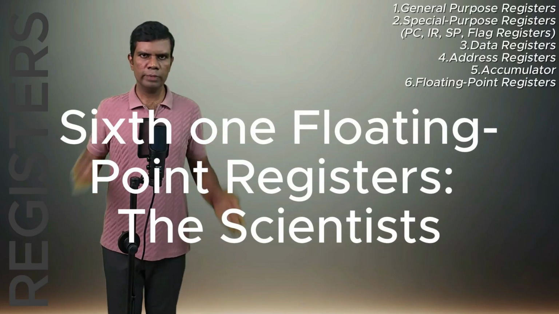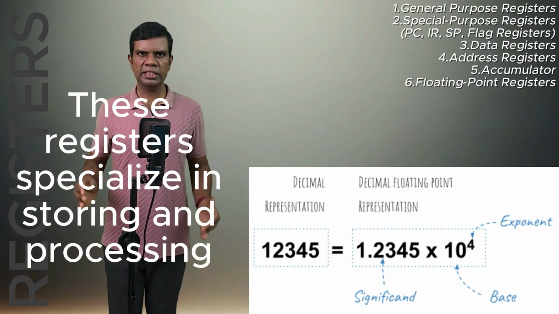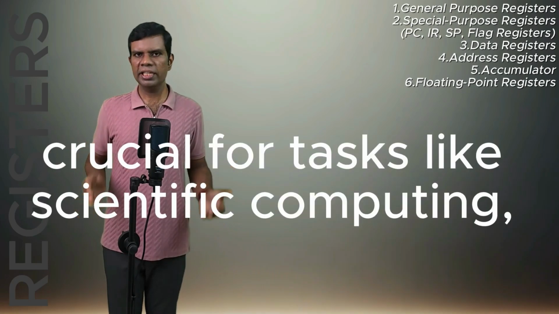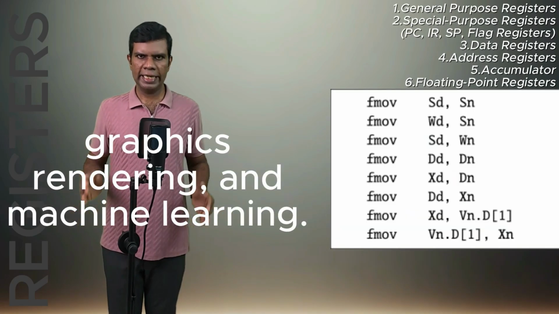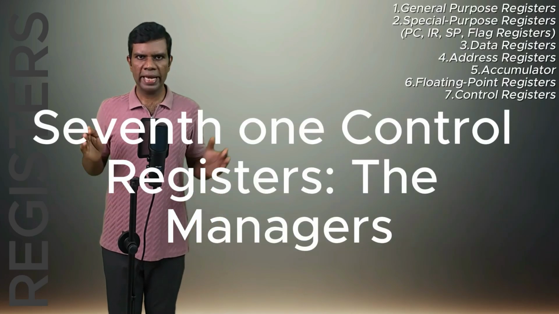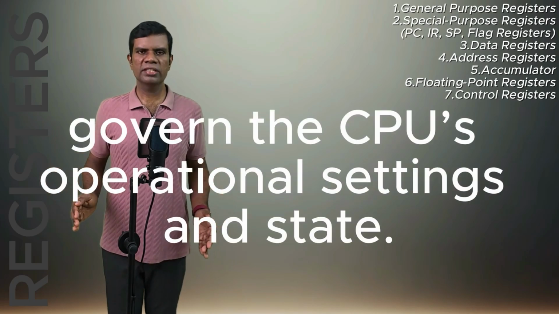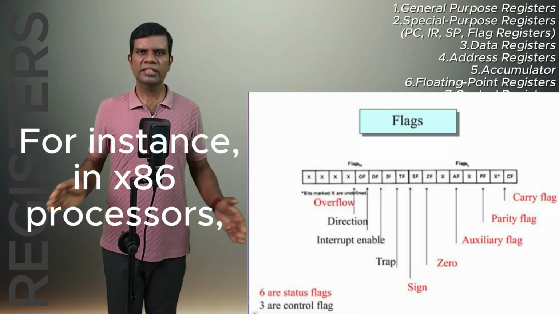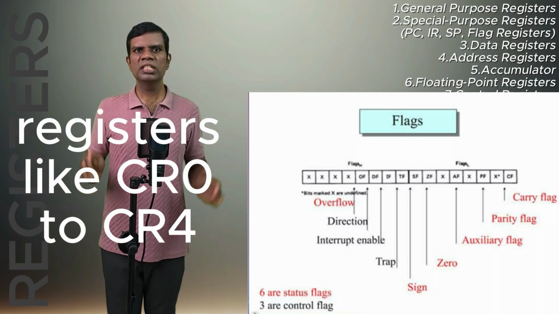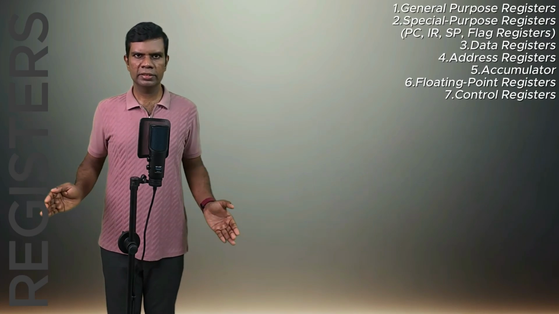Sixth one, floating point registers, the scientists. These registers specialize in storing and processing floating point numbers, crucial for tasks like scientific computing, graphics rendering, and machine learning. Seventh one, control registers, the managers. Control registers govern the CPU's operational settings and state. For instance, in x86 processors, registers like CR0 to CR4 handle features such as memory paging and debugging.